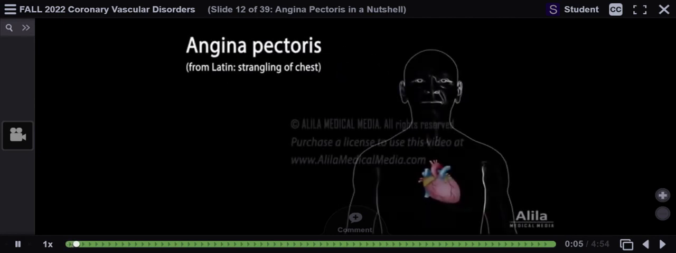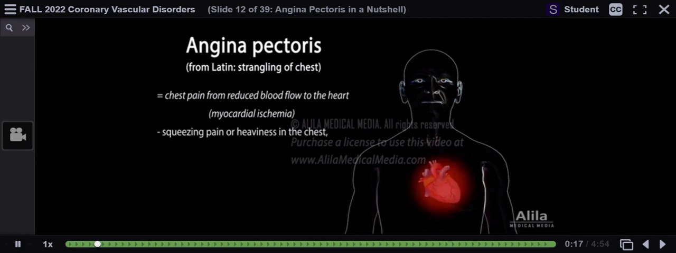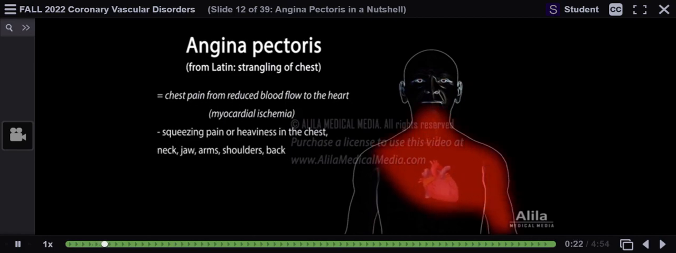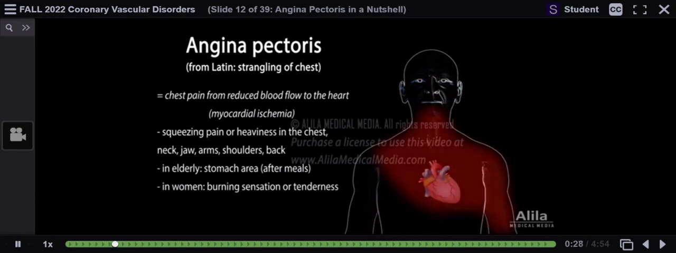Angina pectoris, or simply angina, refers to chest pain or discomfort caused by reduced blood flow to the heart in a condition known as myocardial ischemia. Angina is described as a squeezing pain or heaviness in the chest, which may also spread to the neck, arms, shoulders, and back, or in the stomach area, particularly after meals. Women are more likely to experience a burning sensation or tenderness instead of squeezing pain.